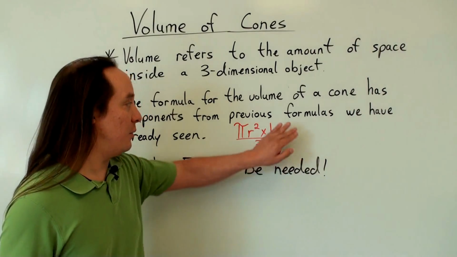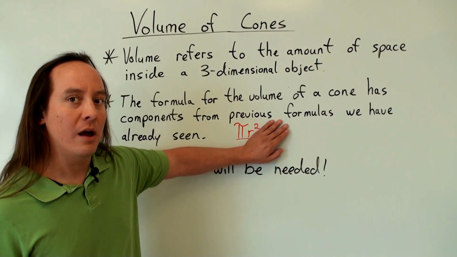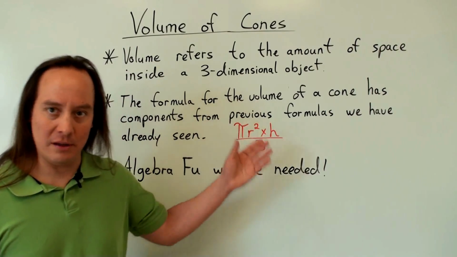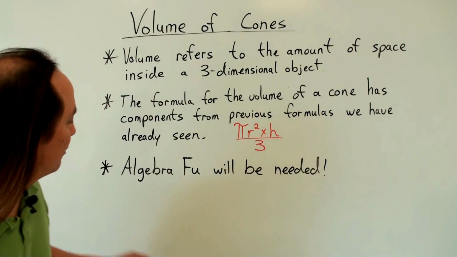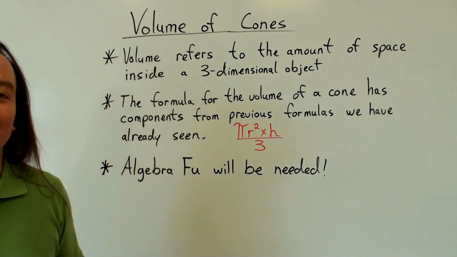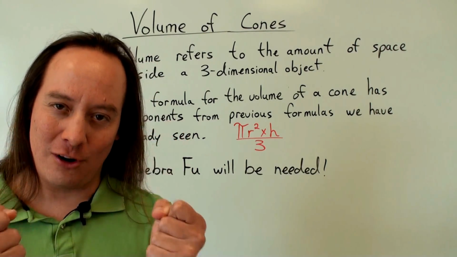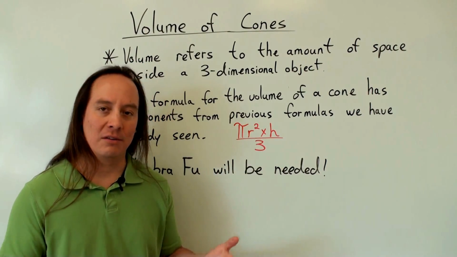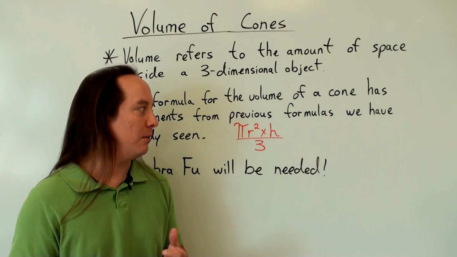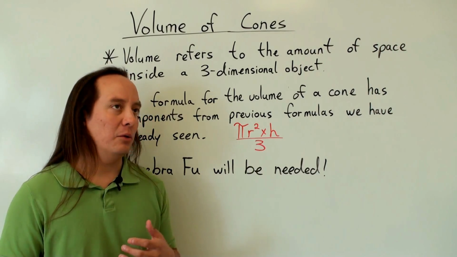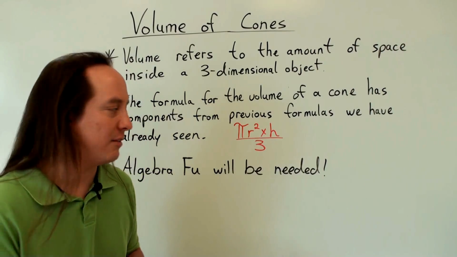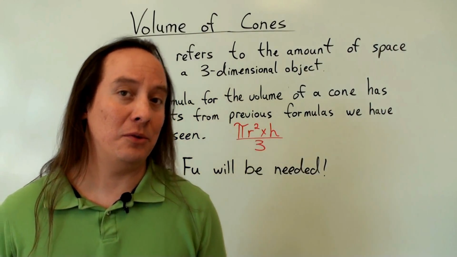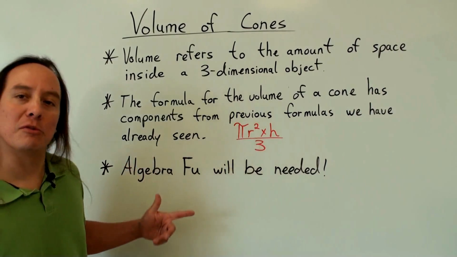But it is important to understand what pi r squared is for, what pi r squared times h is for, and what the whole formula is for: obviously, the volume of a cone. I also said that algebra foo will be needed. Your algebra foo, your kung fu, must be strong. Because it's circles and we're using pi, it's going to have a crazy long decimal, so we'll be rounding and approximating our answers. And because it's a square, sometimes we might have to do the square root. That's what I mean by algebra foo. We have to have good algebra.